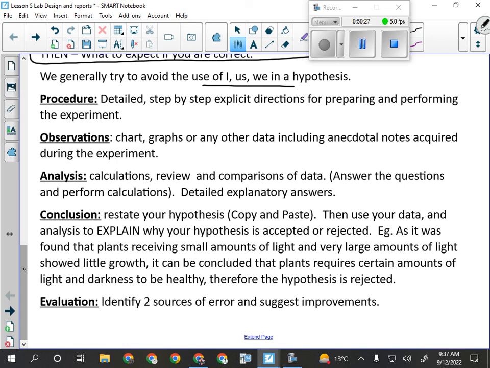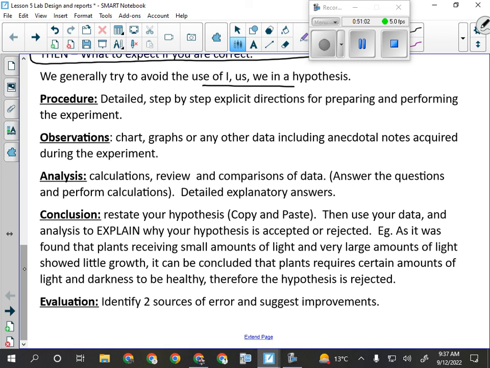Okay? And then tell me, this hypothesis is acceptable because, or this hypothesis is rejected because. Okay? So, you have to use your data and your analysis to explain why you accept or reject that hypothesis. As an example, as it was found that plants receiving small amounts of light and very large amounts of light showed little growth, it can be concluded plants require certain amounts of light and darkness to be healthy. Therefore, the hypothesis is rejected.